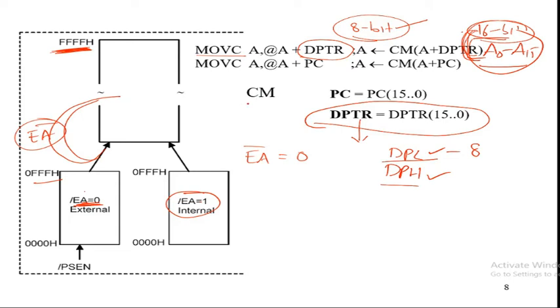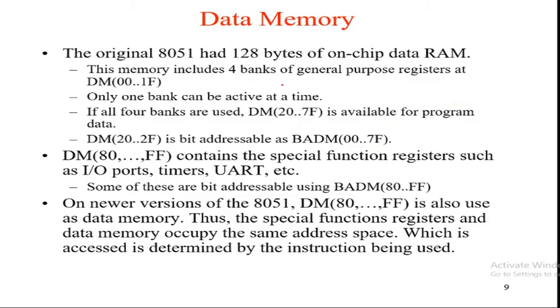Okay, this is about the organization of the code memory. And the program counter, as you already know, is just for loading the next instruction address. The program counter loads the address of the instruction which is to be executed next. But the current address is pointed to by the data pointer, and the next address is pointed to by the program counter.